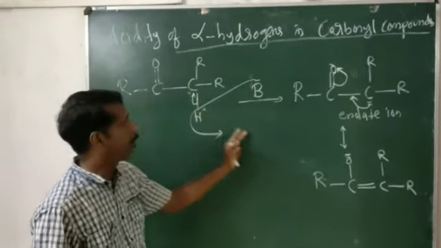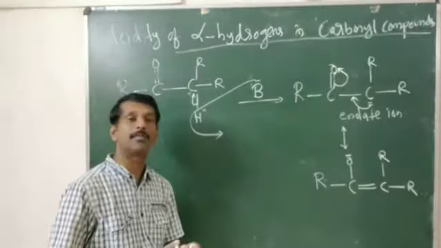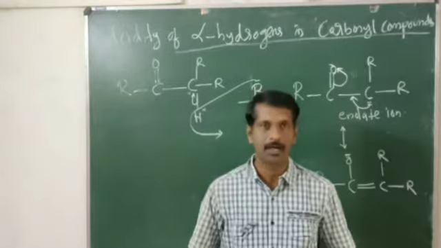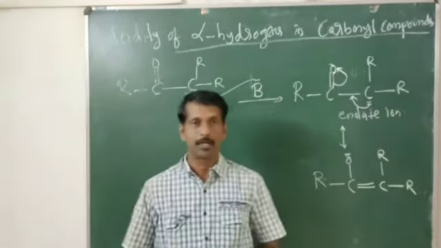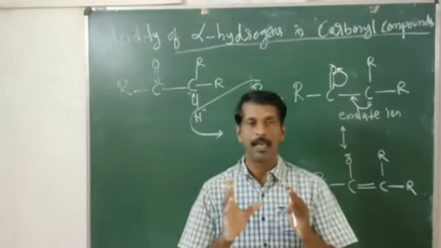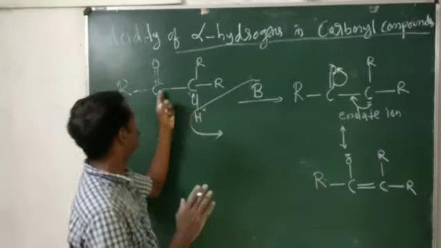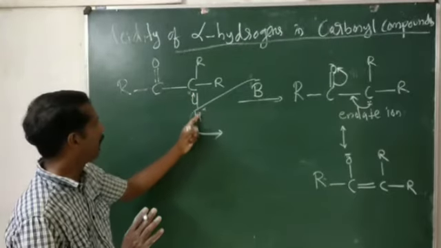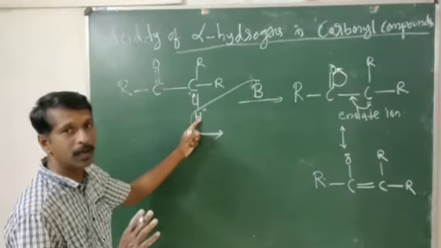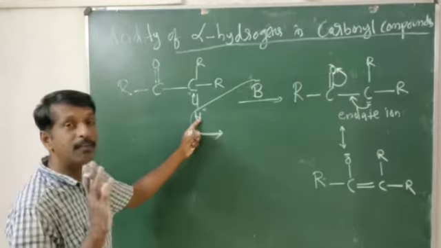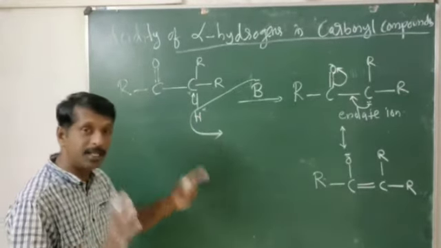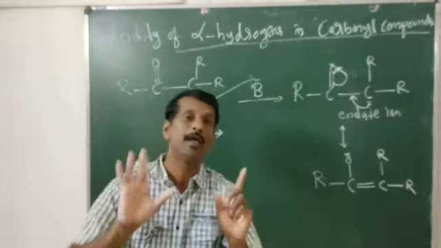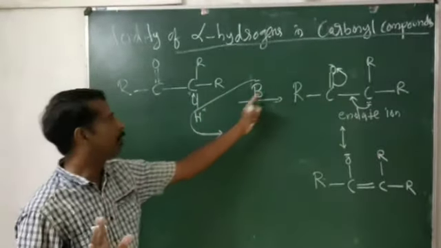In general, you can see that carbonyl compounds are slightly acidic in nature. Once again, I repeat, in a carbonyl compound, the carbon attached to the CO group is the alpha carbon. The hydrogen atom present on the alpha carbon is known as alpha hydrogen. Alpha hydrogen is more acidic. What do you mean by acidic? That a hydrogen atom can be immediately donated to a base.